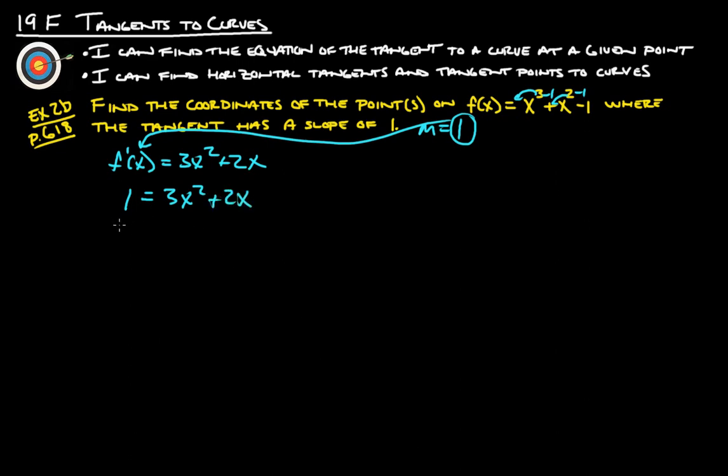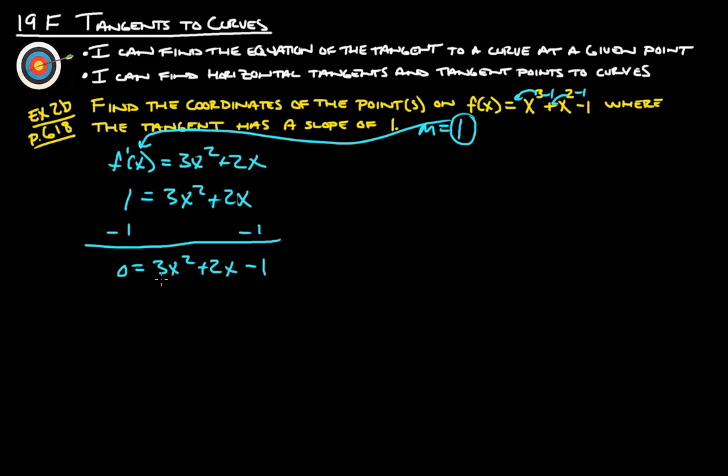All right, let's make this thing equal to 0. So we'll subtract 1 from both sides. And we get 0 equals 3x squared plus 2x minus 1. Okay, try to find a common factor. There isn't one. So we've got to factor this thing out.